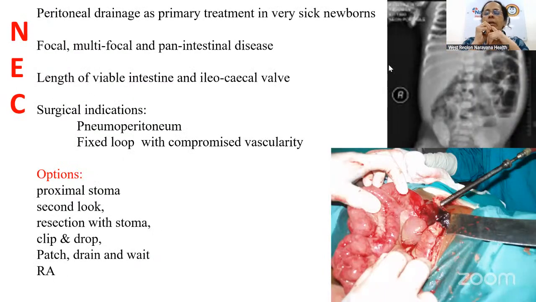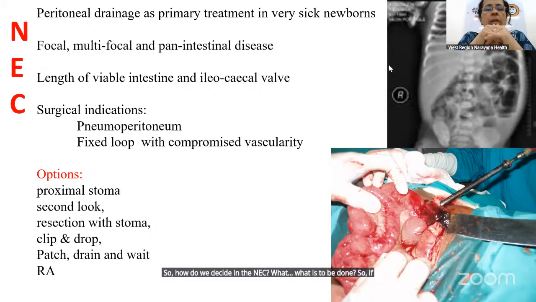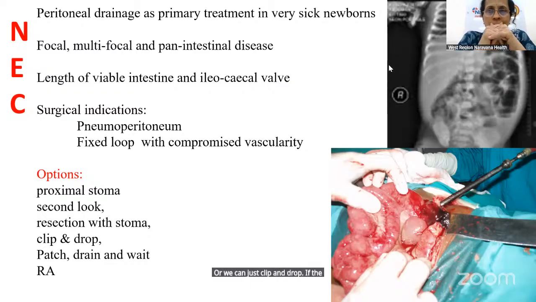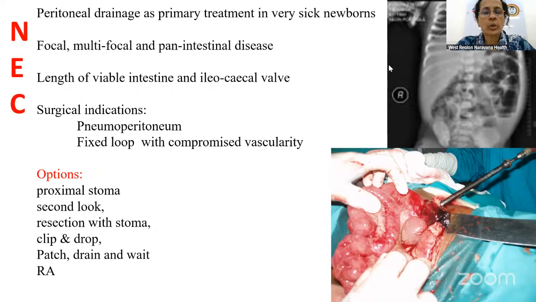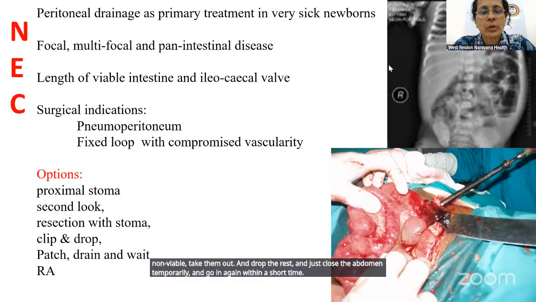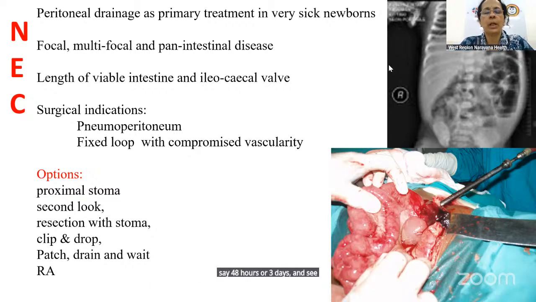So how do we decide in a NEC what is to be done? If the general condition is poor and the abdomen is very badly contaminated, with poor blood supply of the bowel, we will do a proximal stoma, or we can just clip and drop if the baby is very, very unstable. Just clip the portions which are non-viable, take them out, and drop the rest, and just close the abdomen temporarily and go in again within a short time, say 48 hours or 3 days, and see how the abdomen has responded to the treatment that you have started.